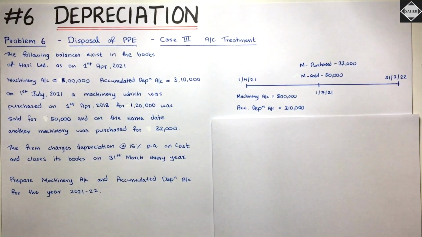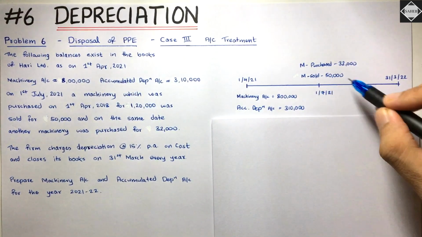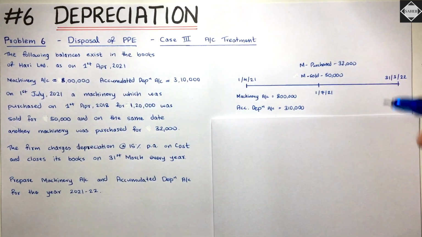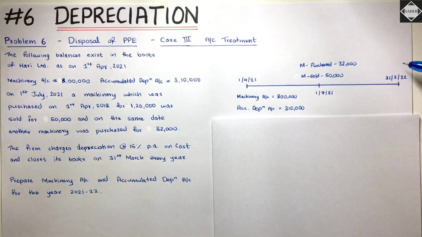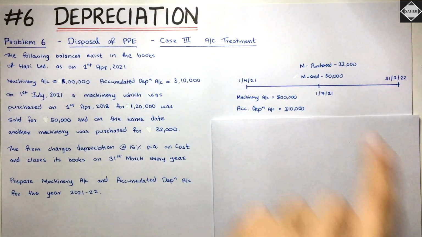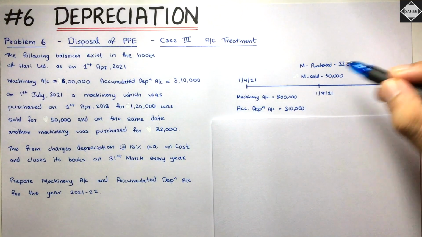So here understand properly. First we have to do this disposal properly, disposal of this machine which we have sold for 50,000, and then we have purchased another machine now. So this another machine also we have to calculate the depreciation. Okay, first let's just calculate the depreciation on that another machine. Okay, see, it's really simple. You have purchased the machine in between the year.